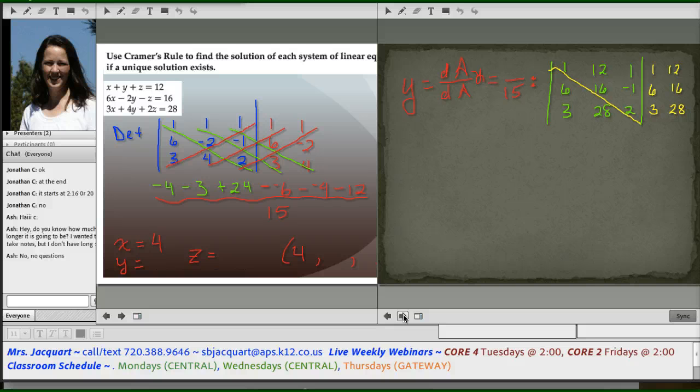Multiply those, and you get 32. Multiply those, and you get negative 36. Multiply those, and you get 168. And then you're going to multiply minus 48 plus 28, and then minus 144. And when we total those together, we get 0. Divided by 15 is 0.